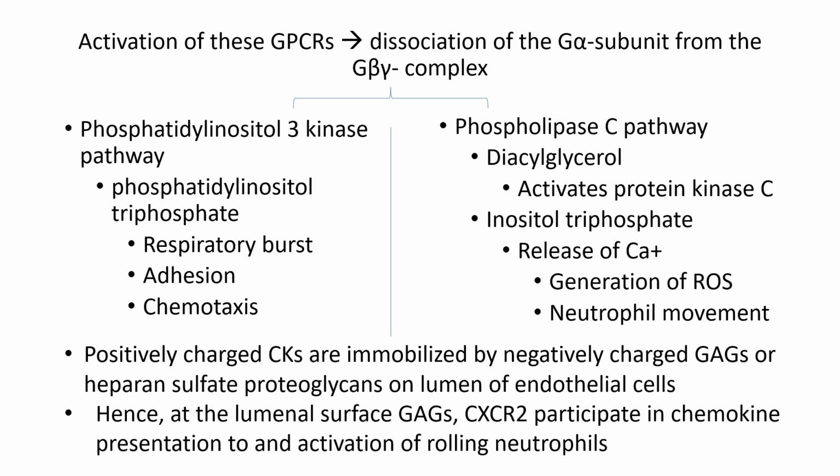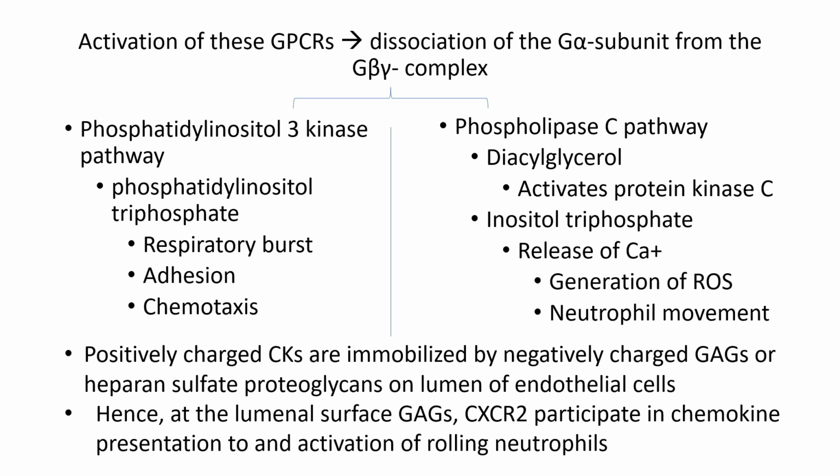By all these mechanisms, G protein coupled receptors get activated. There is dissociation of the G alpha subunit from the G beta gamma complex. This leads to activation of two different pathways. The first one is the phosphatidylinositol 3 kinase pathway. Through this pathway, there is synthesis of phosphatidylinositol triphosphate, which plays a major role in respiratory burst, adhesion of the neutrophils to the endothelium, and chemotaxis.